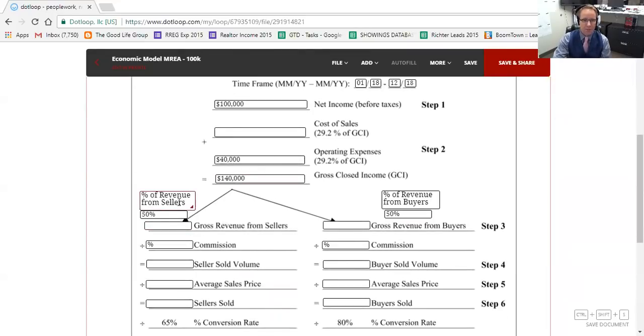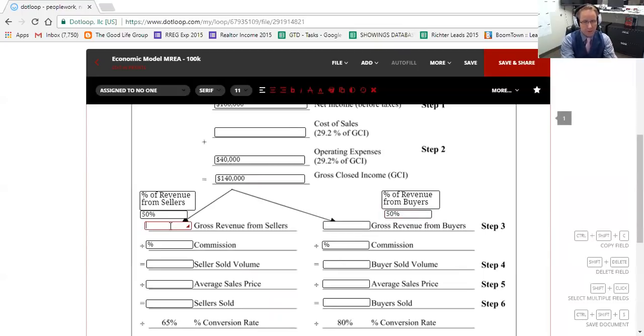So once you know what that percentage is of buyers and sellers, then of course we take the 50% times whatever the gross commission income is. In this case, we're going to be at $70,000 on either side. So $70,000 revenue from buyers and $70,000 revenue from sellers, okay?